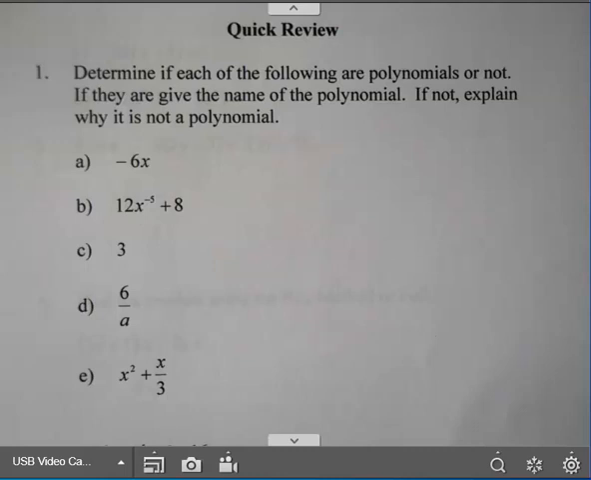A polynomial, recall, is a sum of one or more monomials. In order to have a monomial, you need to have a number or a variable, or it can be a product, so multiplying numbers and variables together. The variables have to have positive whole number exponents. So you can have a zero as an exponent, you can have 1, 2, 3, 4, etc.